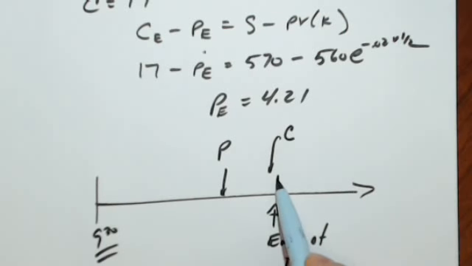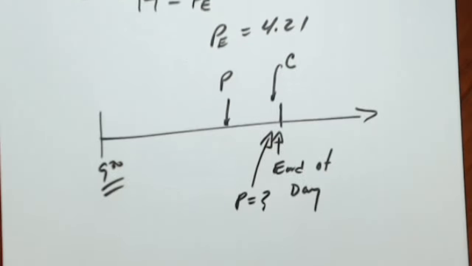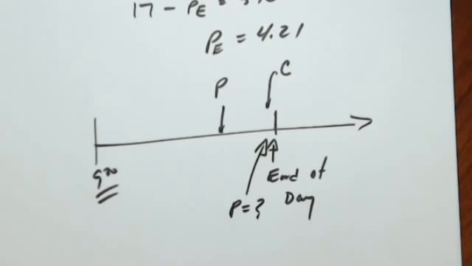So when you price everything, you know what the price of the stock is, and you know the price of the call, but you really don't know what the value of the put is right at the end of the day. You don't really know that.